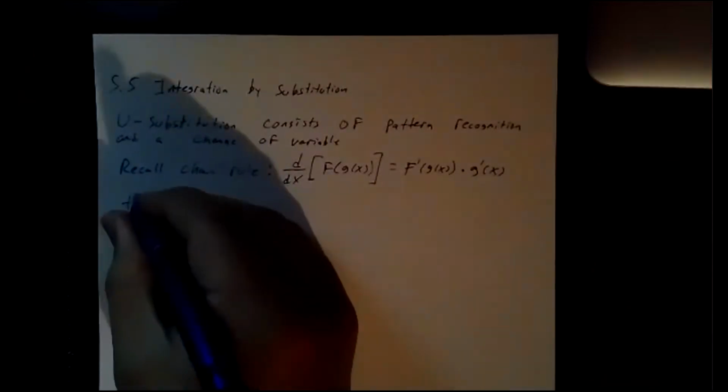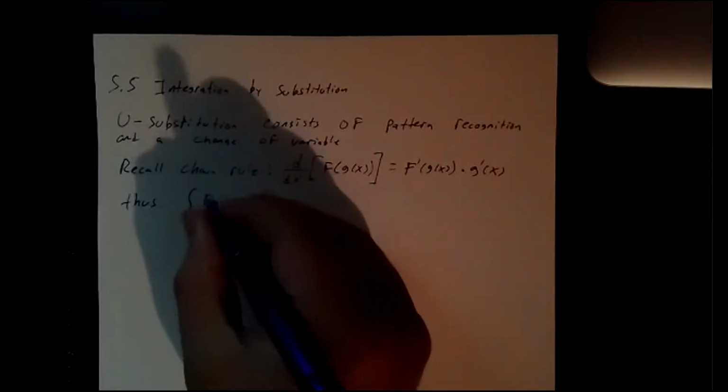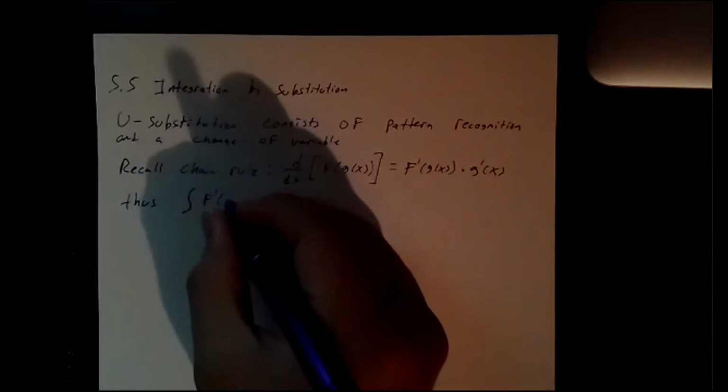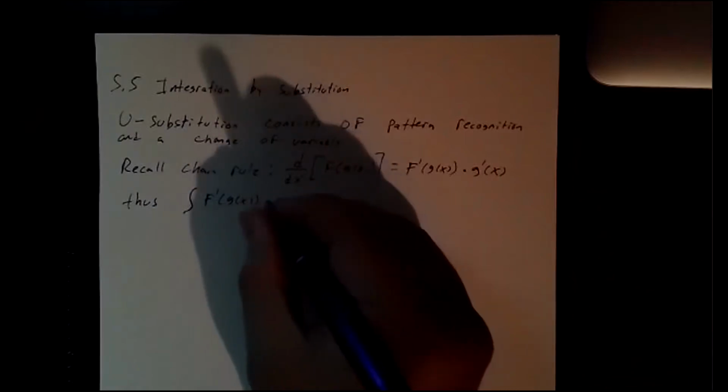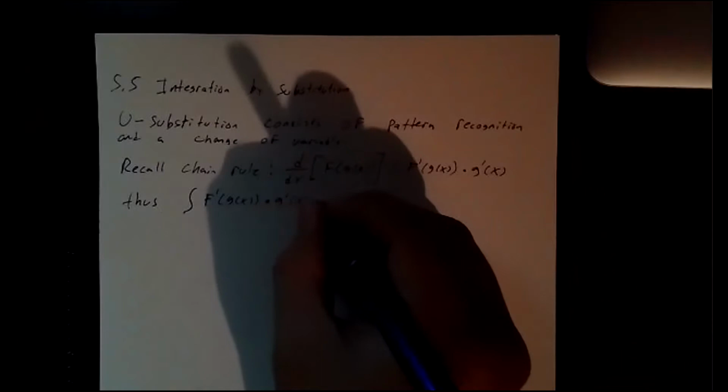Which means, if we go backwards, the integration of f prime of g of x times g prime dx is equal to f of g of x. You see what I'm saying?